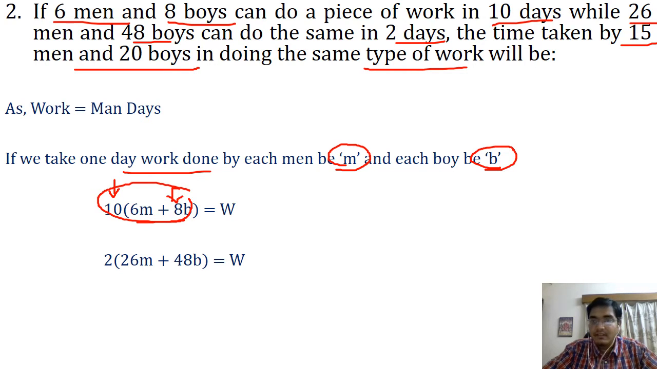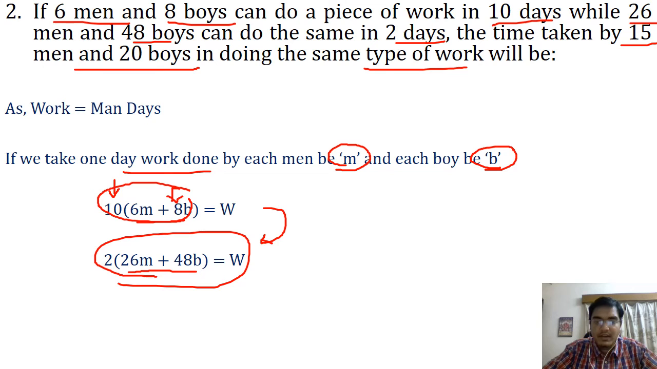Similarly, for the second equation, 26 men and 48 boys. So in 1 day, 26 men and 48 boys will do 26M plus 48B amount of work. So in 2 days, they would be doing this much amount of work. And these two works are the same, right? Because they are doing the same amount of work.